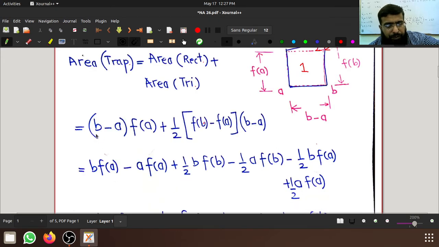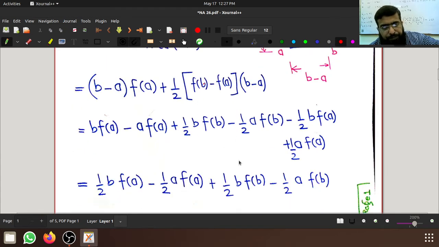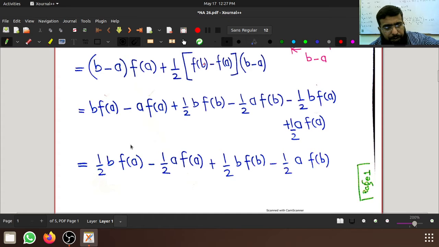We multiply f of a with b and with a, it becomes b times f of a minus a times f of a, and we keep on solving 1/2 times b minus a times f of b minus b times f of a plus a times f of a. All of them are multiplied with 1/2, and we keep on going.